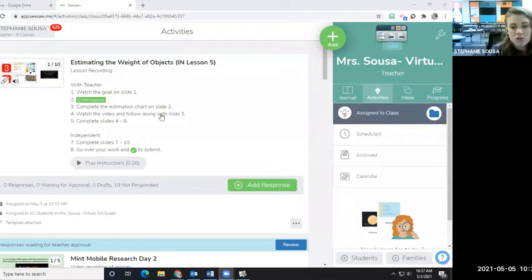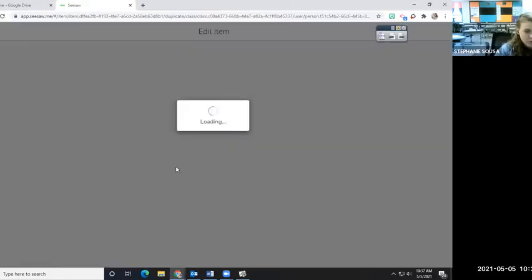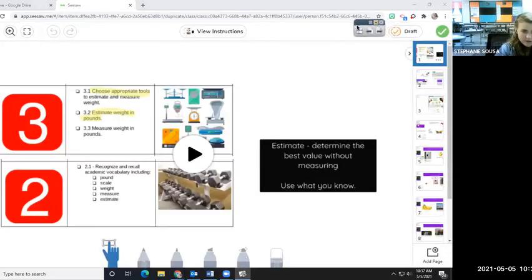Let's go review it. On your activities, you have an activity called Estimating the Weight of Objects. Indiana Lesson 5, Estimating the Weight of Objects. Go ahead and add your response. While you're pulling that up, I'm going to review that standard I was telling you about. There's got a whole lot in it. Here it is.